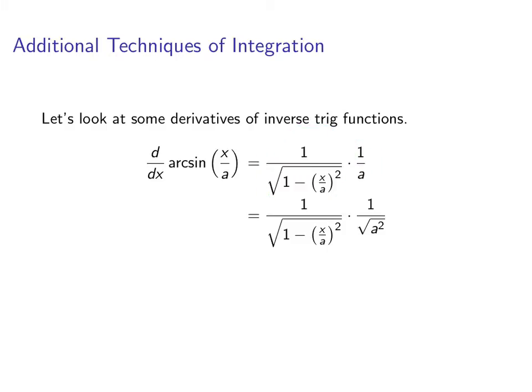First, I'm going to take 1 over a and change it into 1 over square root of a squared. I didn't really do anything there. But what I want to do is combine these two denominators by multiplying them together. And then when we do that, we end up with 1 over square root of a squared minus x squared.